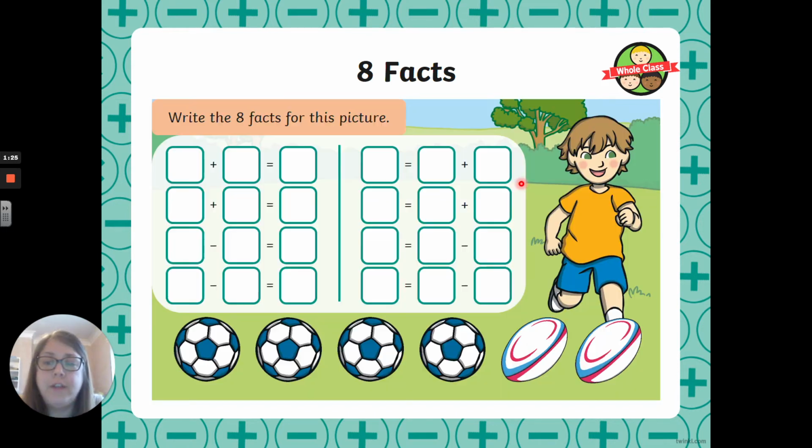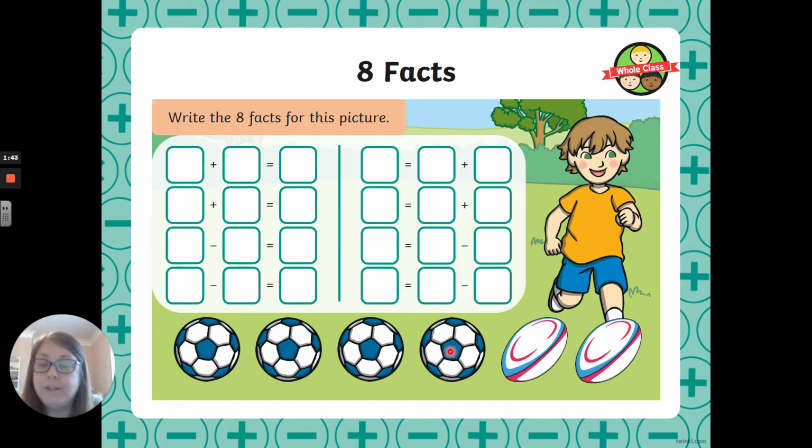So let's have a look at the next one together. So here we have some footballs and some rugby balls. How many footballs do we have? We've got 4. 1, 2, 3, 4. How many rugby balls do we have? We've got 1, 2. So our numbers are 4 and 2.